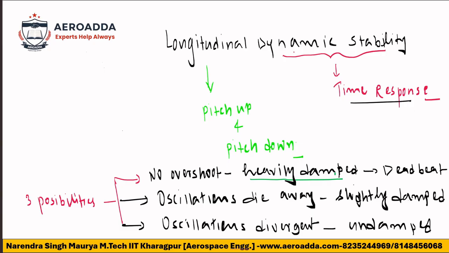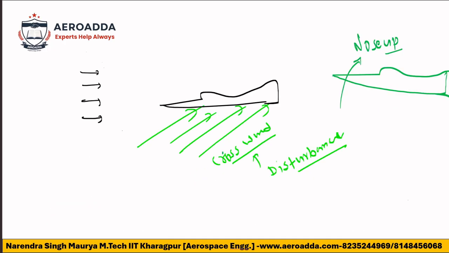Heavily damped means damping, which I had explained in vibration, if you remember. It is just like the object, without any oscillation, coming to its original condition. That is the heavily damped. It is also called deadbeat, or no overshoot. So once that aircraft gets back to its original position, because it is a very dynamically stable aircraft, it will come to its original position without any oscillation.